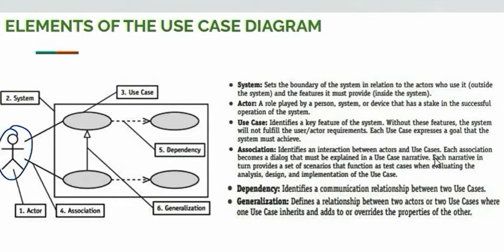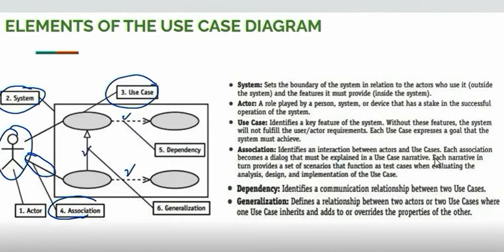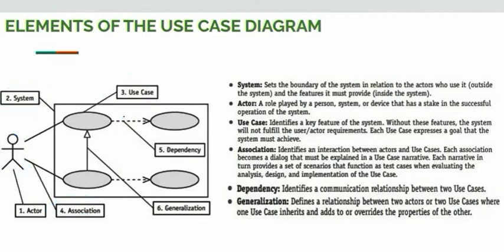Then we have the system. Then the use case. We also have association, which is basically represented by a line. And dependencies, the arrows here are dependencies, and also another arrow which represents the generalization. It is not just about memorizing the symbols, it's also about understanding how we are going to apply the symbols in order to construct a use case diagram or a well-defined use case model.